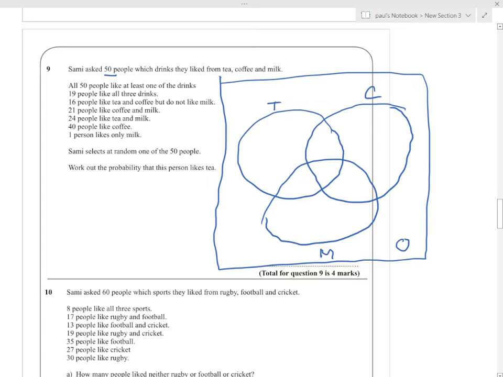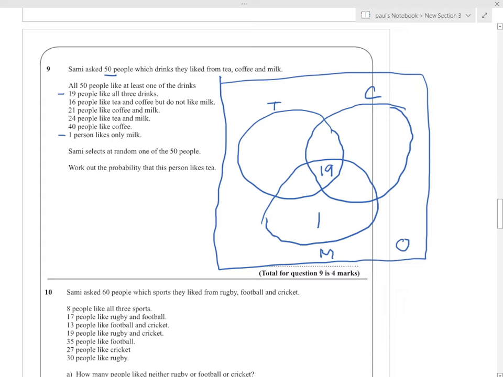19 people like all three drinks. So we're gonna have 19 people in the middle. 16 people like tea and coffee, but don't like milk. So 16 people like tea and coffee that don't like milk. Let's do this. One person only likes milk. So there. 40 people like coffee. 21 people like coffee and milk.